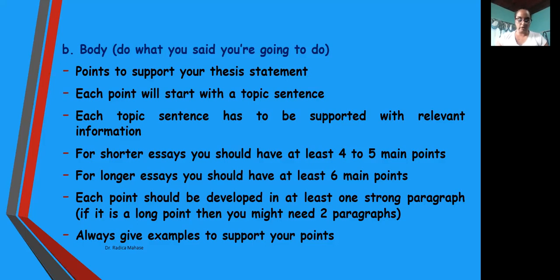Now, we saw where you have type A and type B questions. Type A was your 20 marks, type B was your 30 marks. For the shorter essays, the 20 marks essays, you need to have 4 to 5 main points that you will discuss. So you will have an introduction, 4 or 5 main points, and a conclusion. For the longer essays, same thing: introduction, but at least 6 main points fully developed, and then your conclusion. Each point should be developed in at least 1 strong paragraph.